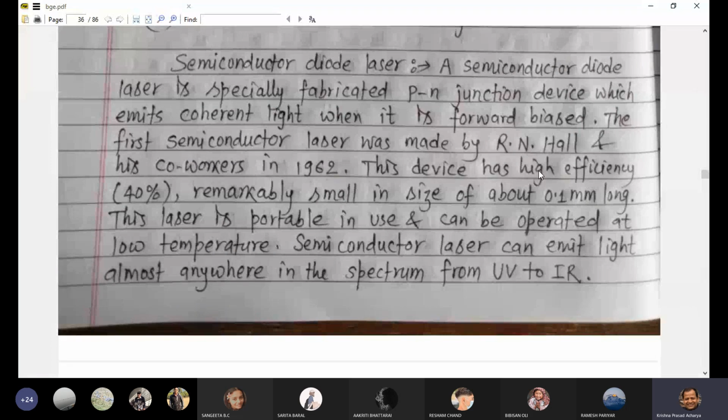Such type of laser can be operated at low temperature also. And this can also emit light almost anywhere in the spectrum from ultraviolet to infrared region.